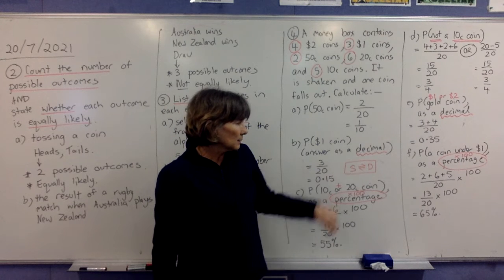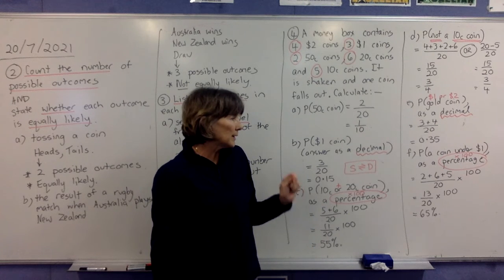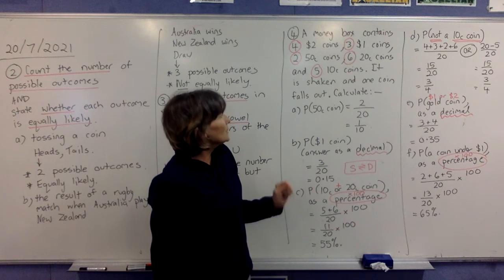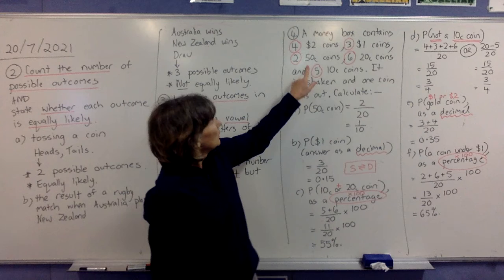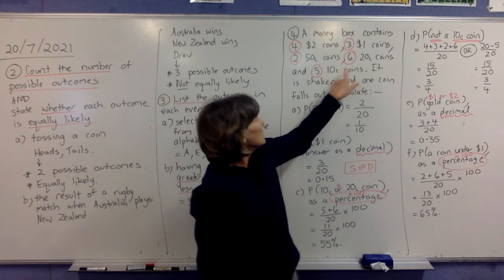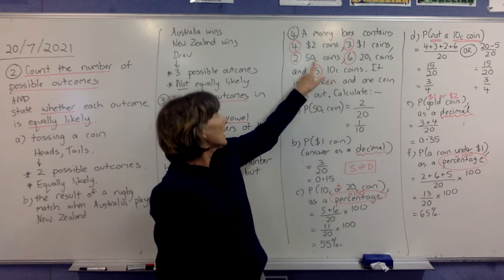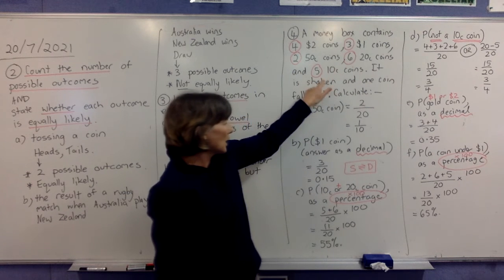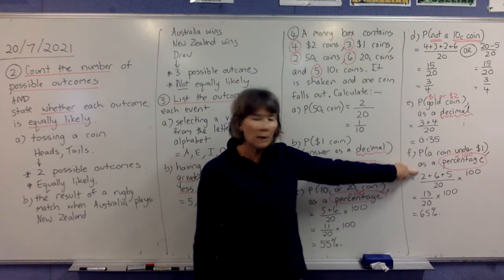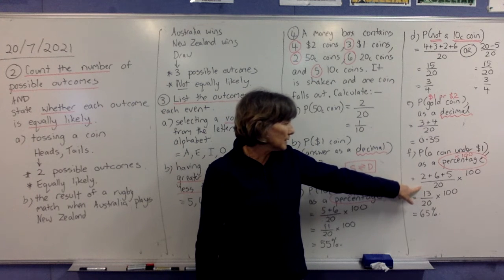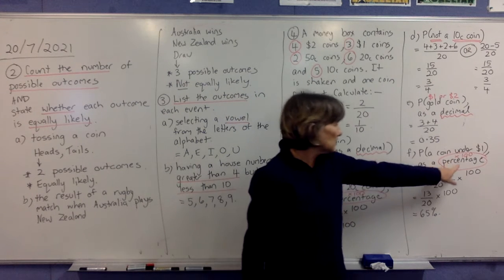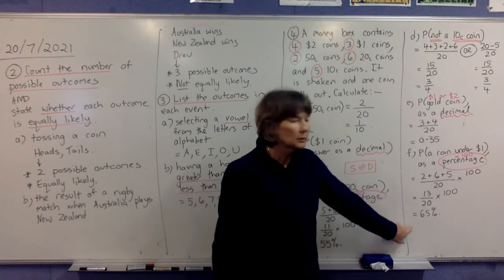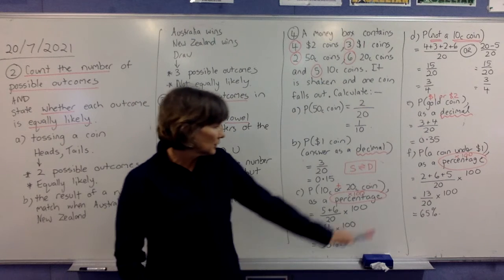And the last one here, we want a probability of a coin under $1 as a percentage. So the coins under $1 value are the 50 cents, the 20 cents, and the 10 cents. So we're going to add up these numbers of coins, 2, 6, and 5. And put that on the top, out of your total 20 coins. And then make it a percentage by timesing by 100. If you put that all in your calculator, you'll get an answer of 65, and don't forget the percent sign.